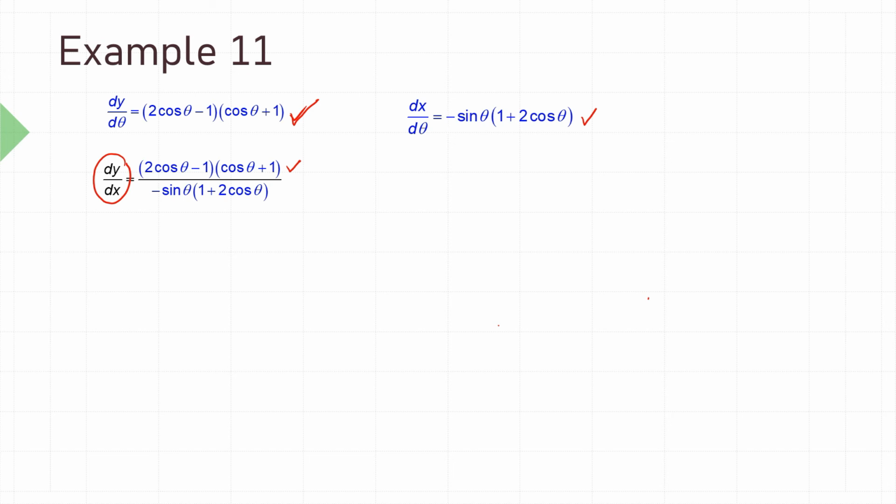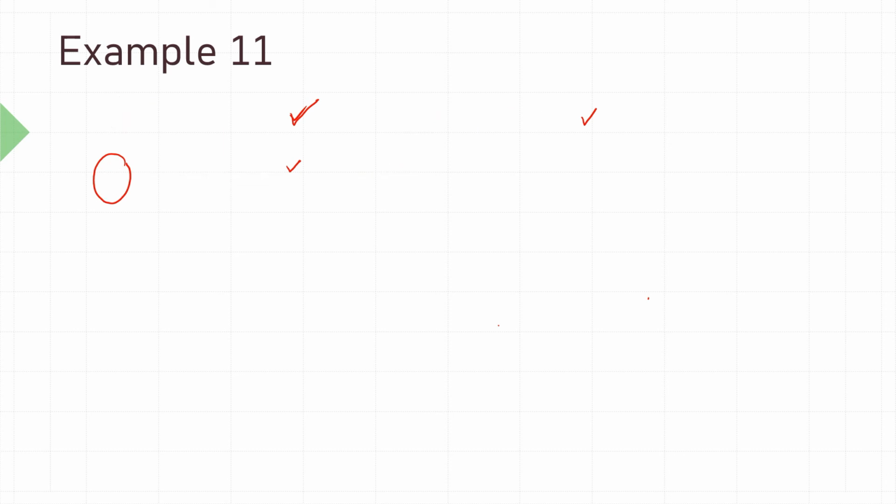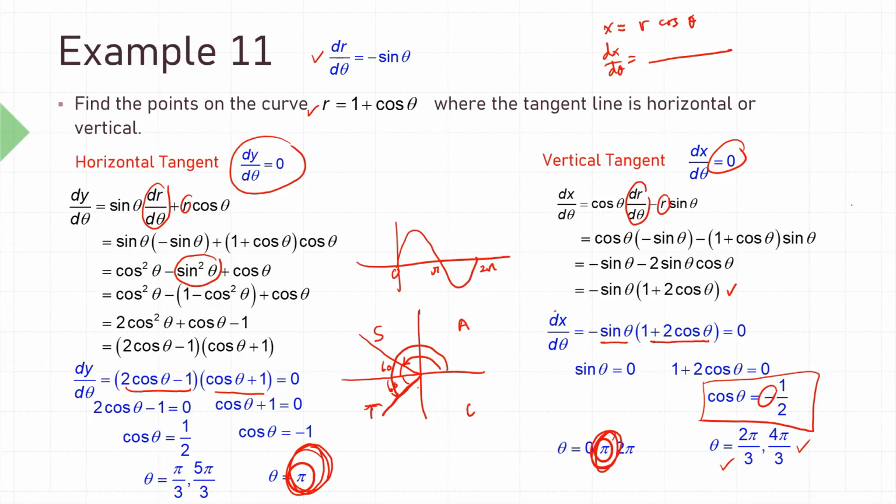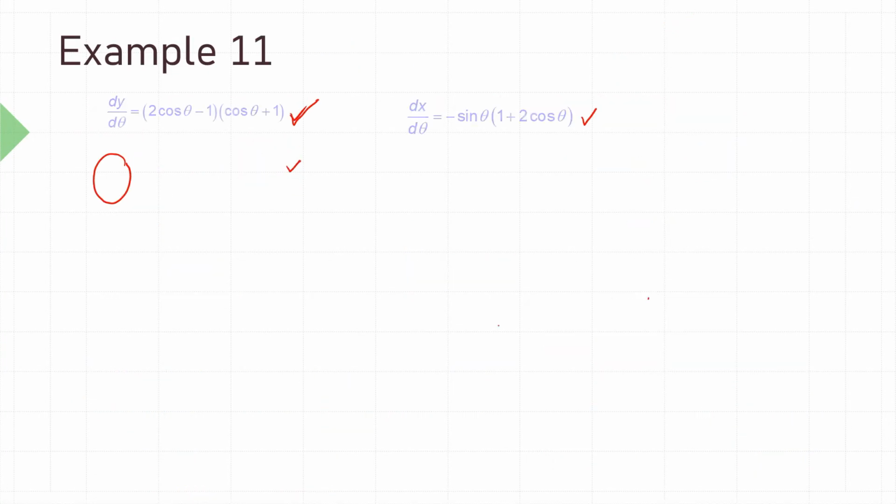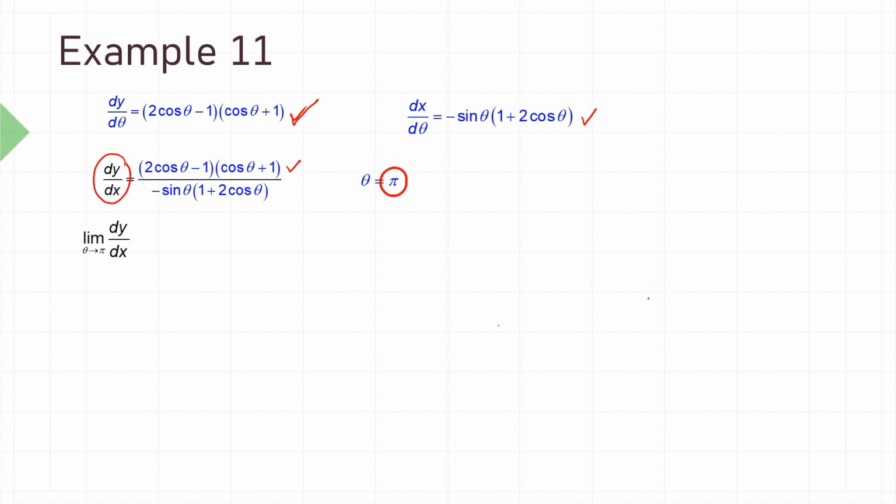Now we want to find the limit as theta approaches pi. Remember why? Because at theta equal to pi, we have it in horizontal or vertical. We have to determine, so we have to do this. So find the limit as theta approaches pi for dy over dx. As theta approaches pi for dy over dx, we will have this one.